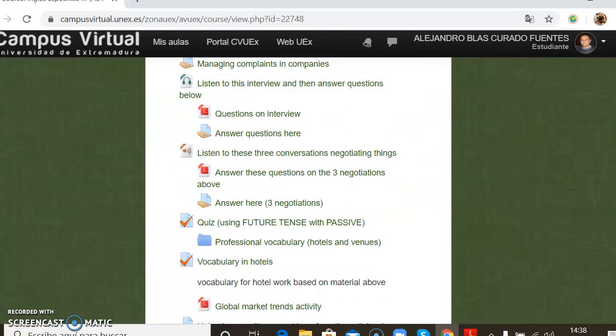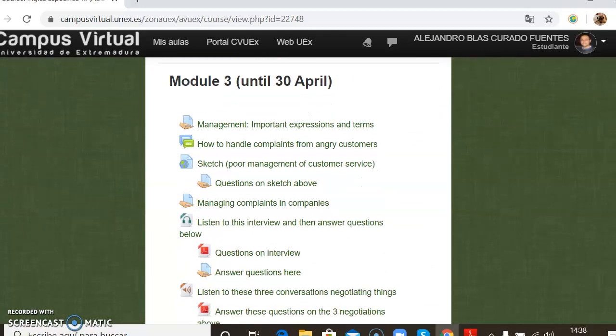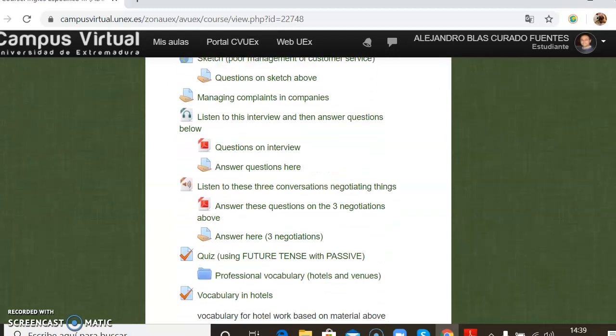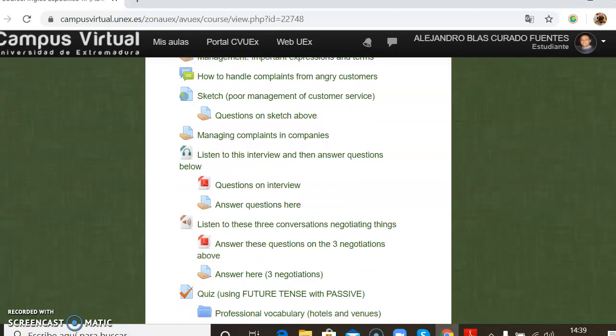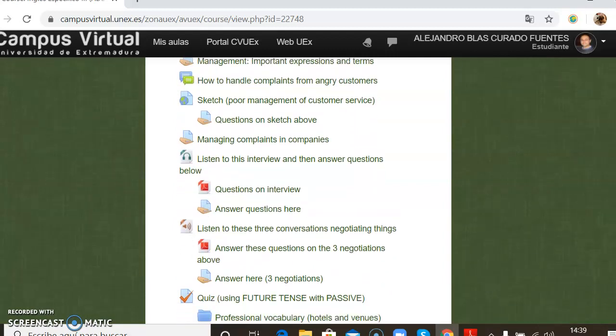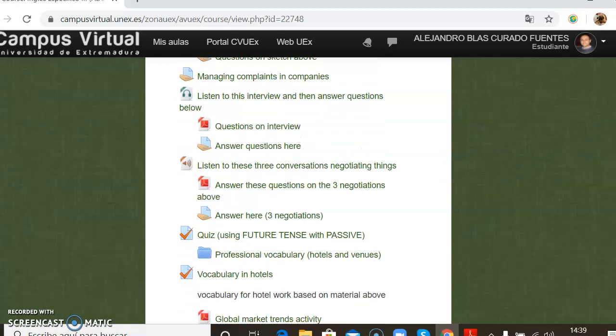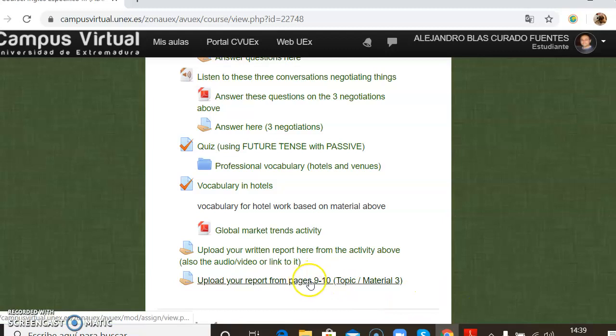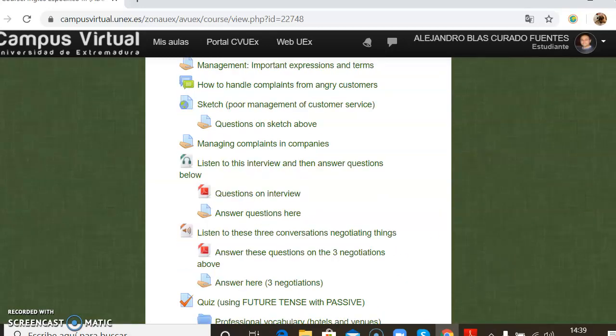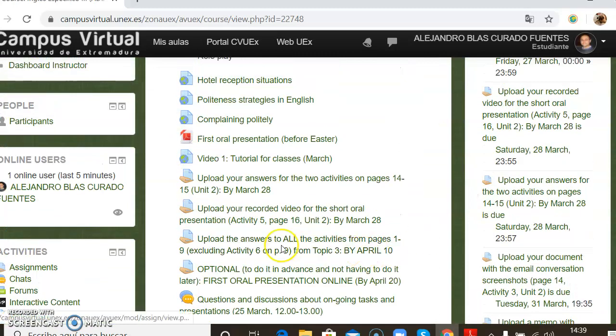Okay, here you have module 3 for until April 30th, and these are the activities you have to complete based on different ideas and information related to the topic on management. And here is the activity on page 9 and 10, the report that you have to upload from this topic number 3. Okay, so that's why you have to do all the activities from pages 1 to 9, but not activity 6. All right, so the topic is number 3.